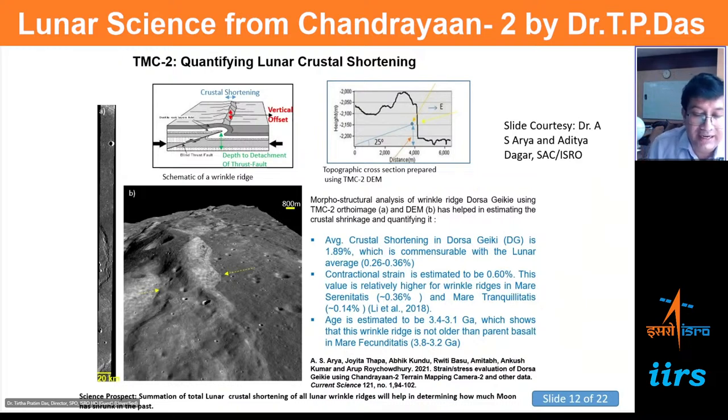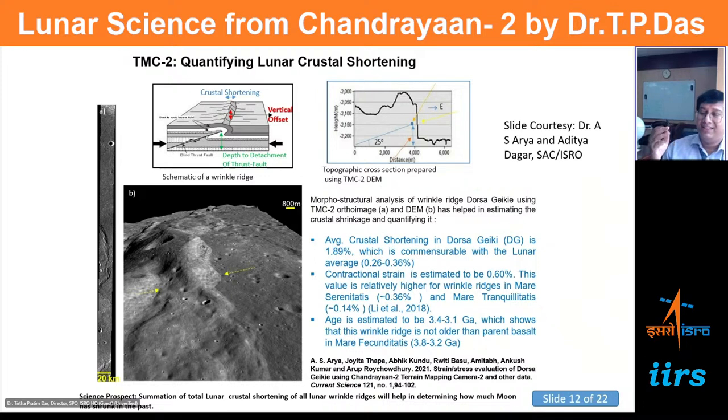Then TMC2, the terrain mapping camera, quantified different processes of geological structures like lunar crustal shortening, which is a process on the moon where the lunar crust undergoes compression or gets squeezed horizontally. Here, this cartoon tries to explain. It leads to a reduction of its overall size in lateral extent. This phenomenon is similar to tectonic compression on the Earth, where tectonic plates can collide, leading to crustal shortening and the formation of different mountain ranges.